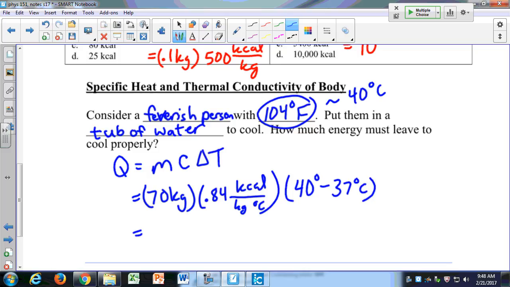The difference in those two temperatures. Actually, that's not exactly right, but it's not terribly important. But just to be correct, I'm going to write it as 37. You don't need to do this if this bothers you.